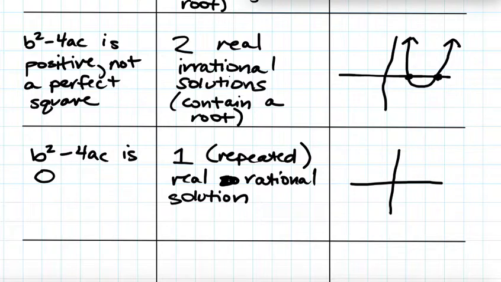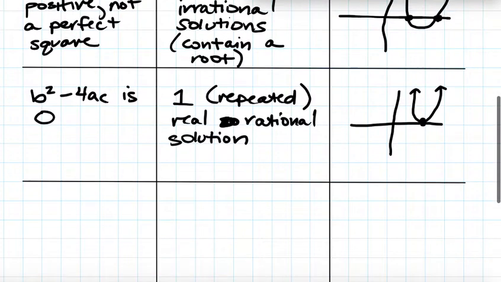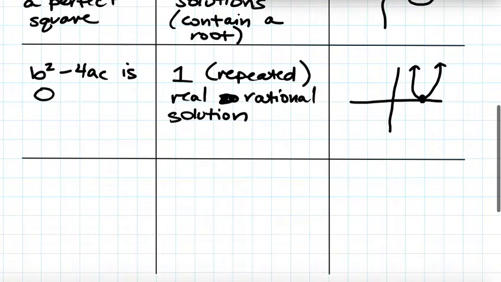What that's going to mean about the parabola shape is that it's going to just touch the x-axis and then go back up. So your graph would look like that. It would only cross the x-axis at that one point, which is going to be at the bottom of the parabola. Or we'll see next time that's called the vertex. The last possibility is that b squared minus 4ac is negative.